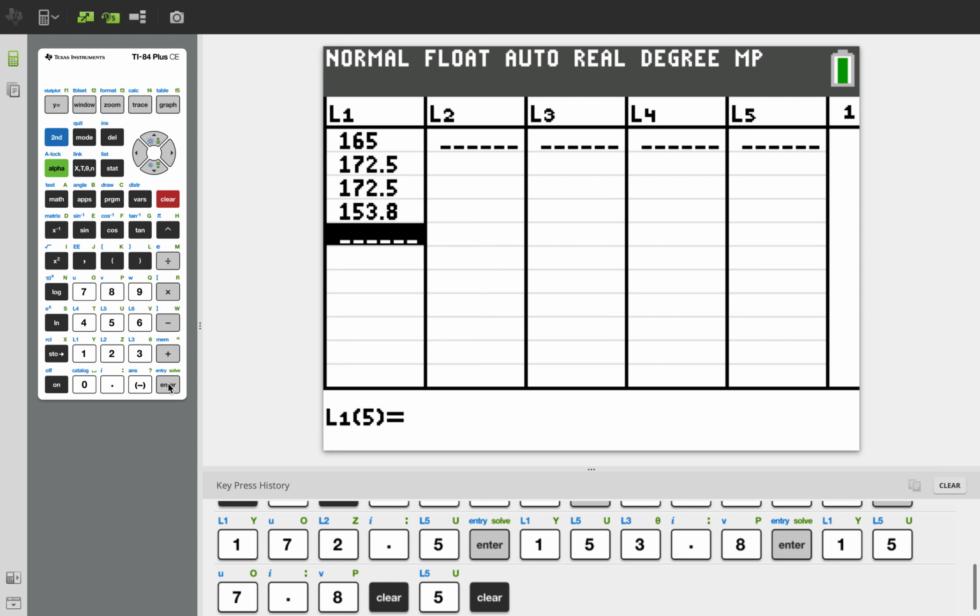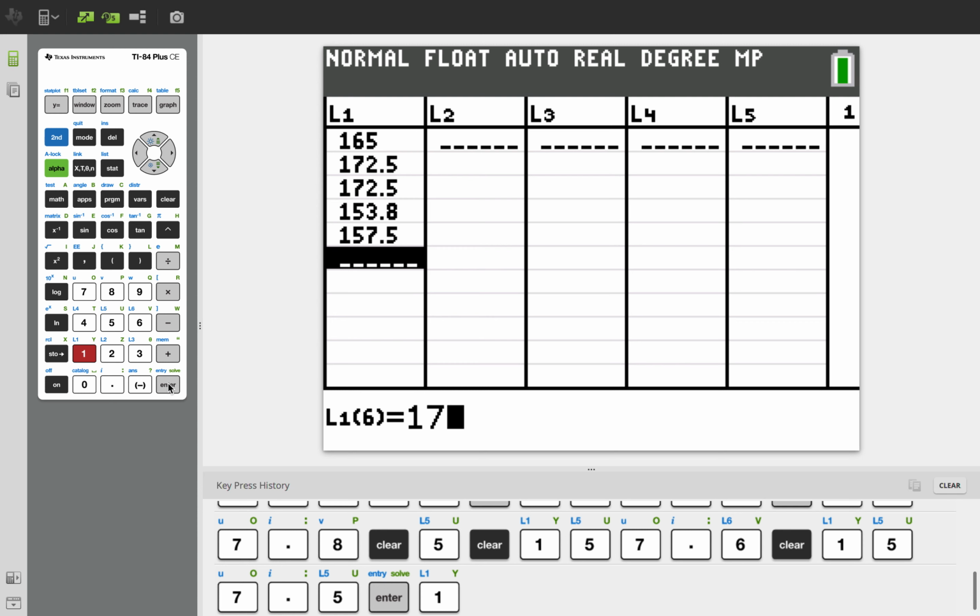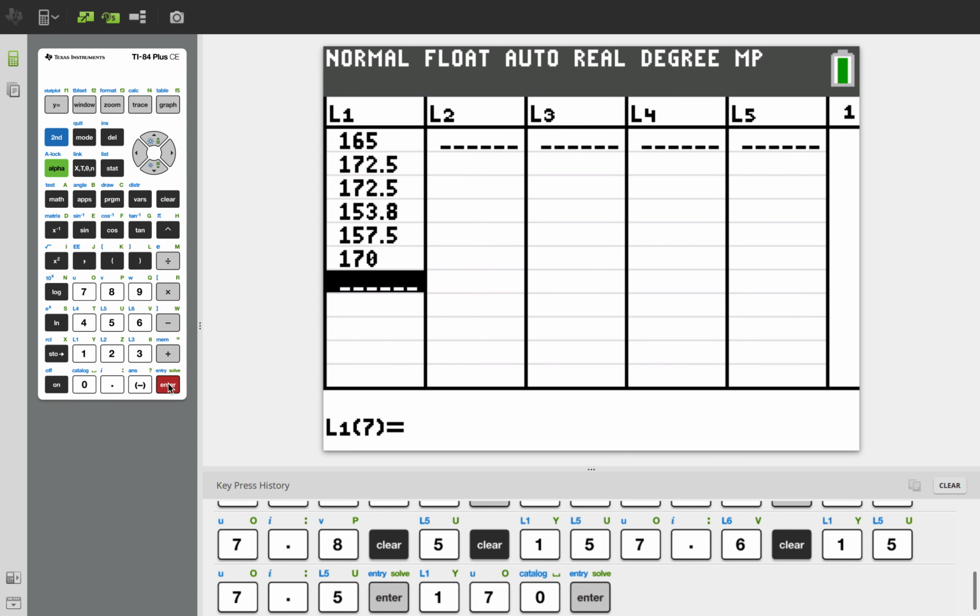So take the time to make sure that you don't make any errors when you enter this data, because if one value is off, then it's going to affect all your other calculations.